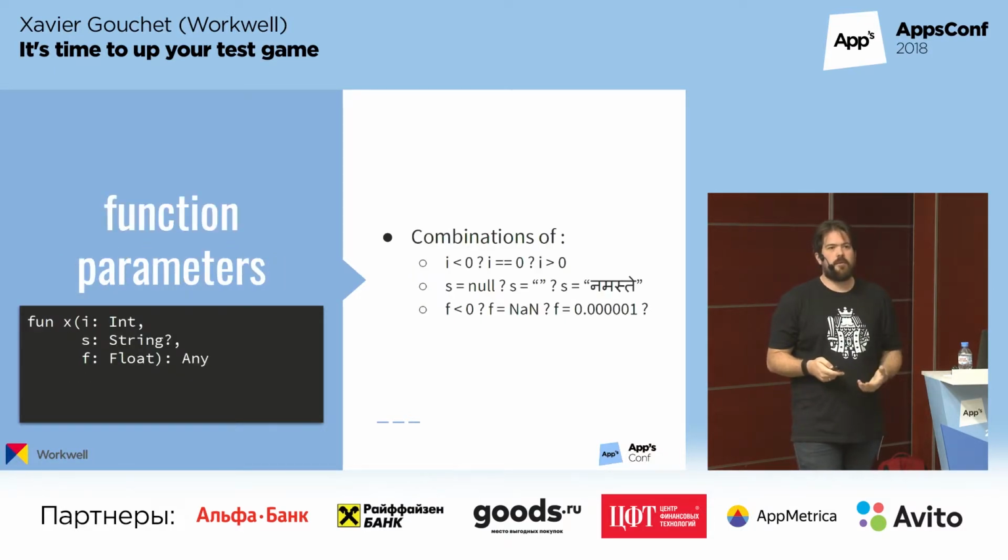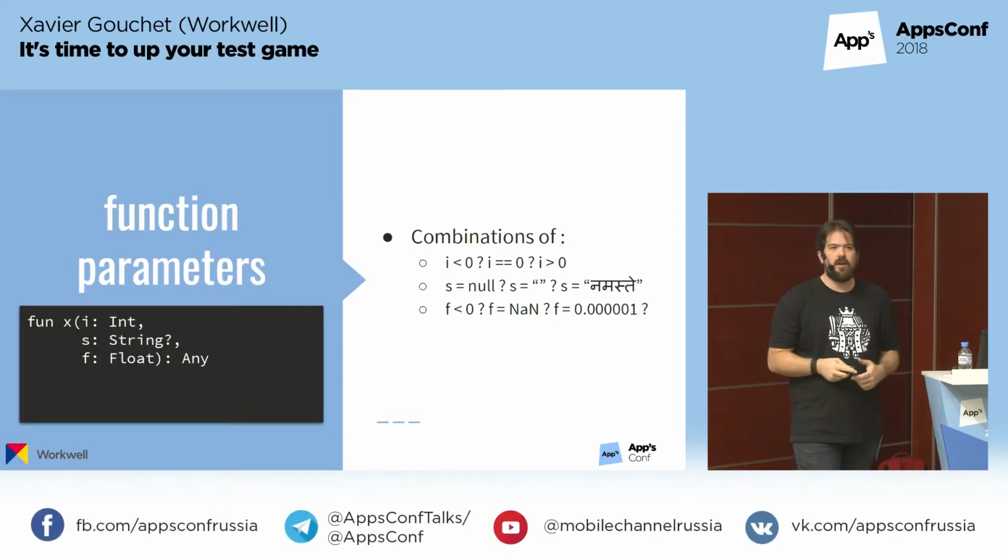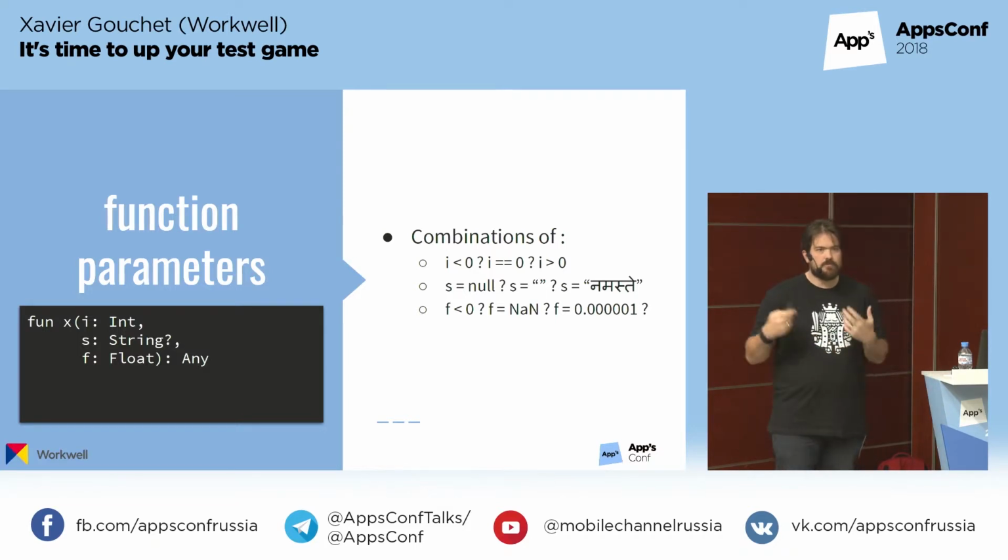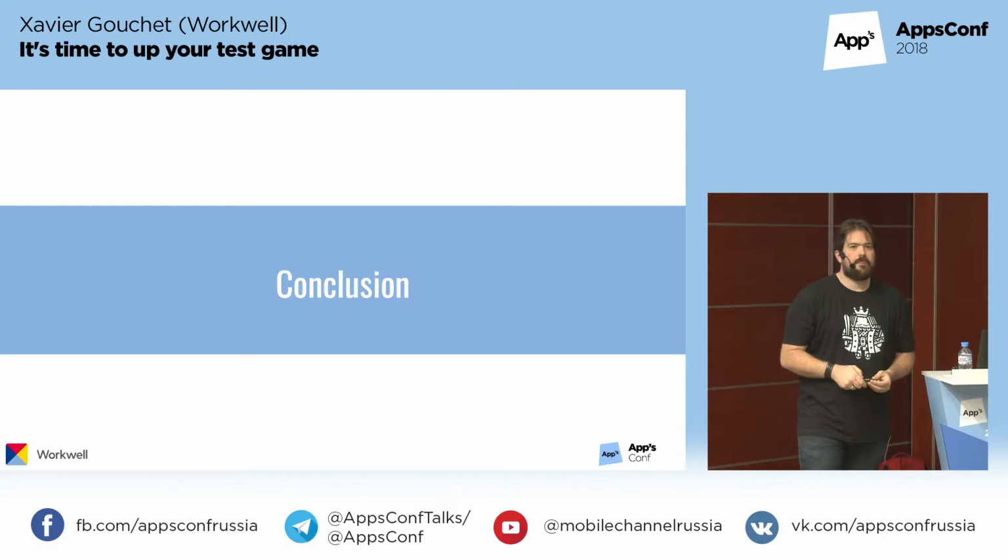Also, when you have function parameters, if you have an int, what if it's less than 0? What if it's infinity? When you have a string, what if it's null or an empty string? Or what if it uses weird characters? If you have a float, what if it's less than 0, another number, or a very small amount? You need to think about all that.